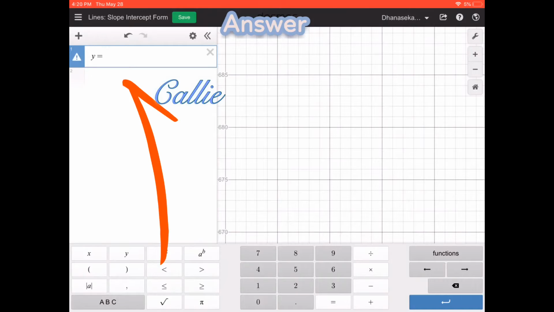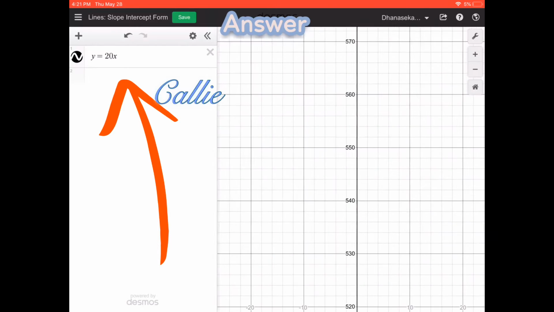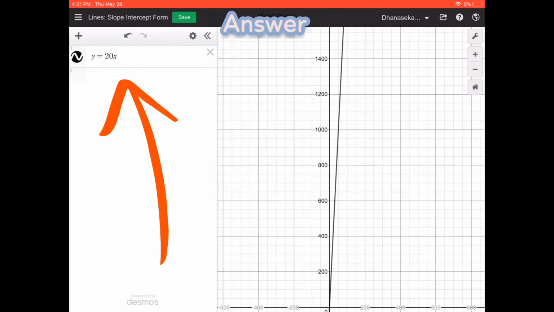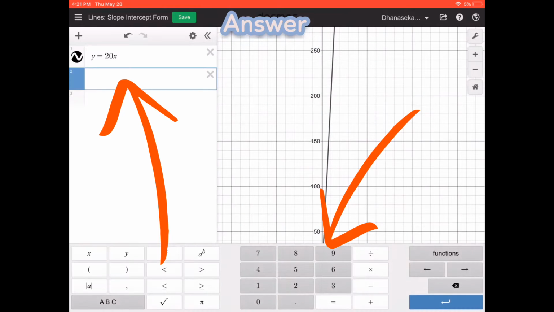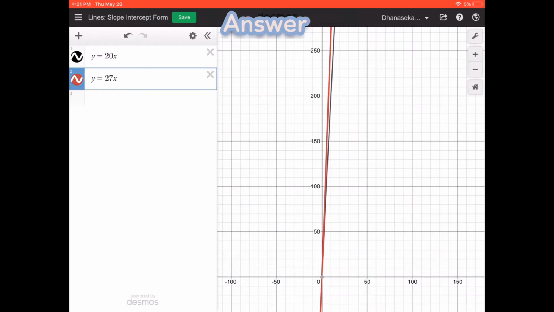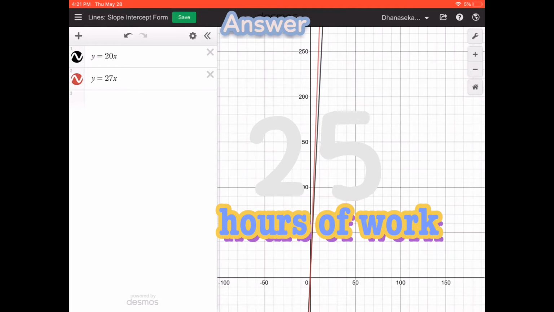Callie makes $20 an hour, so 20 is our slope. Hang on. Let me just get this back down to the origin. There we go. Okay, so the black line is Callie, and y equals 27x is basically Dan's line. So you can see, obviously, that Dan makes more money, but we don't know how much. Now, we know that this is going to be within 25 hours of work.